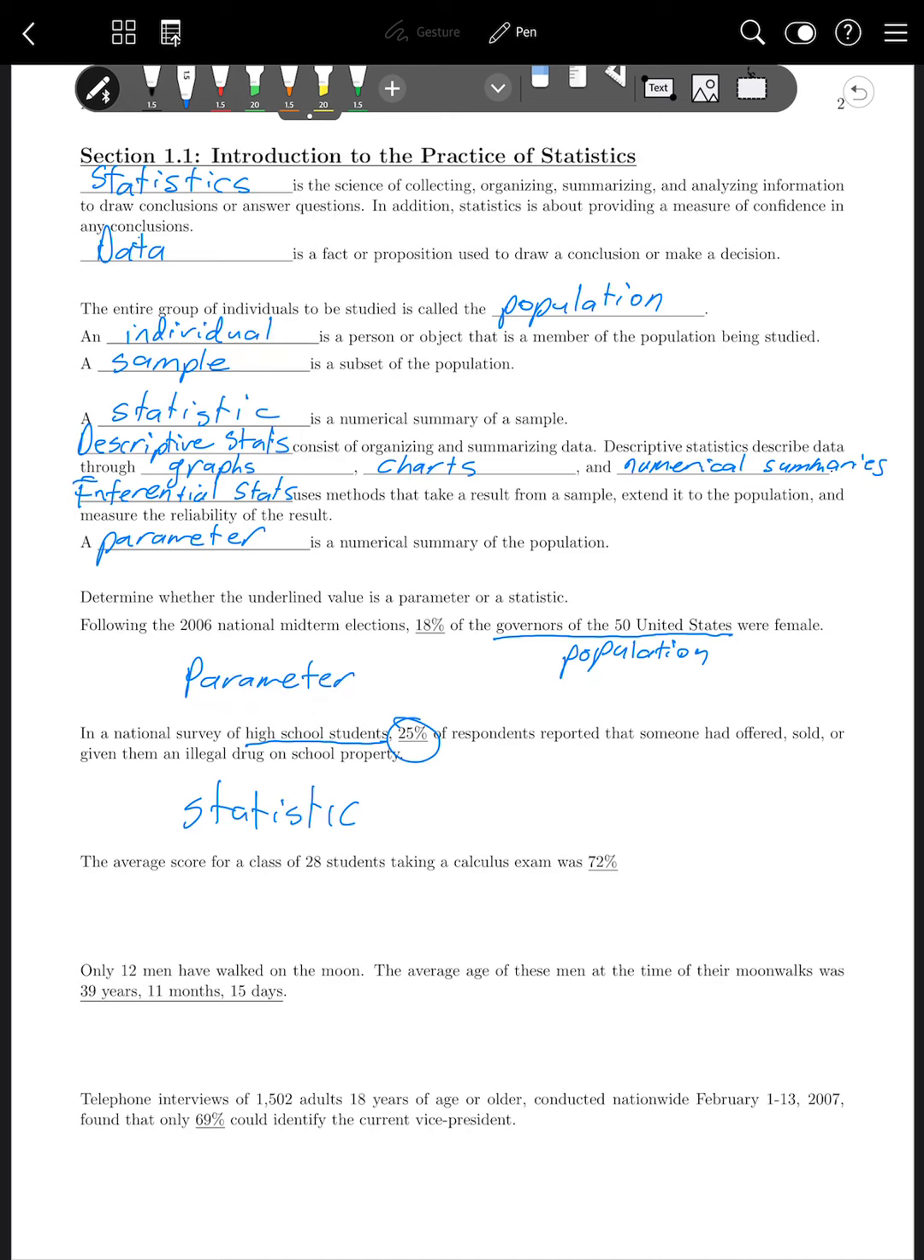Okay, so at this point, pause the video momentarily and try these other three. Okay, so now that you've had a chance to try these, let's go through the answers.